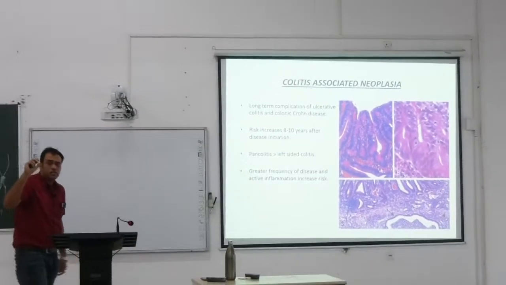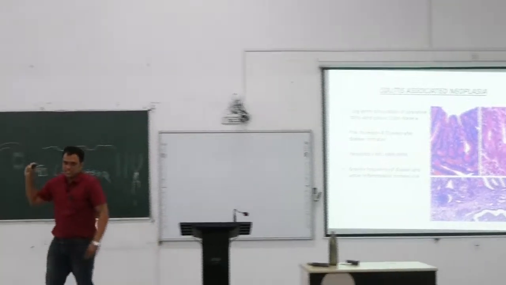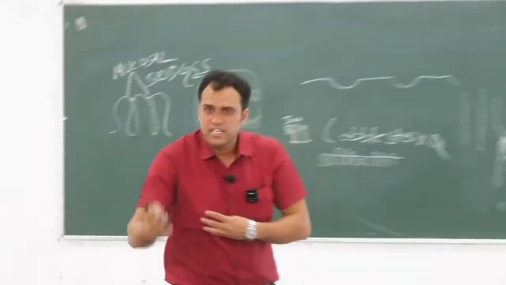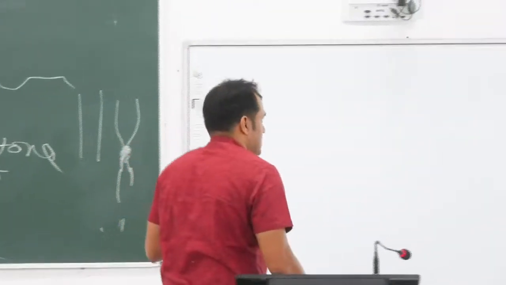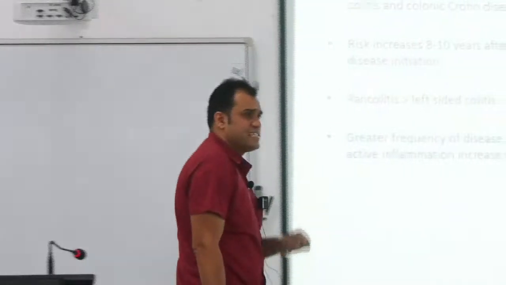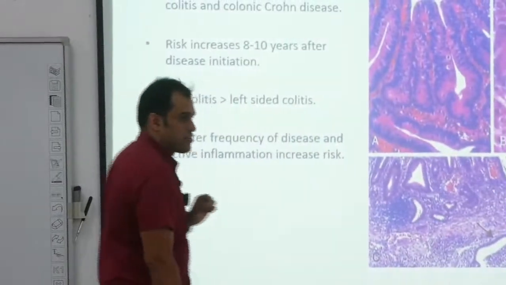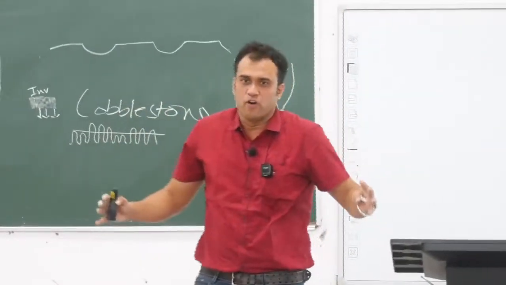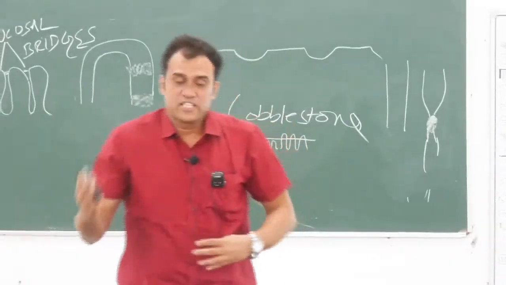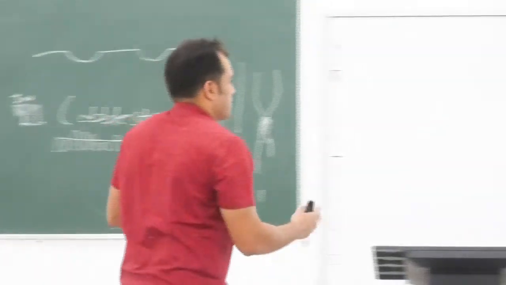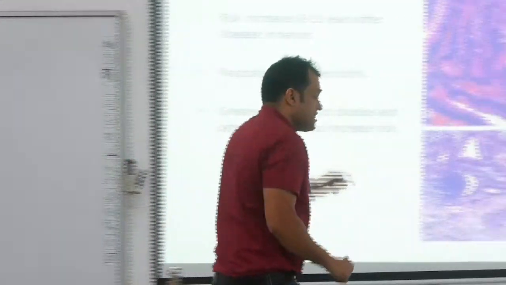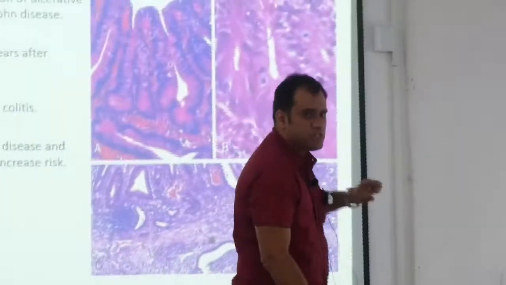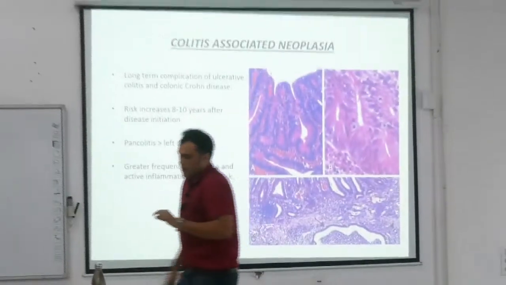Which one is more common? Ulcerative colitis. It depends on the duration: the longer the duration of the bowel disease, for example 8 to 10 years at least, the risk of colorectal carcinoma increases. Pancolitis more than left-sided, meaning the entire colon is involved. If the entire colon is involved, the patient is at a risk. Greater frequency of this is an active inflammation. Just don't remember this particular point, just remember the names. If you remember the names, that's more than sufficient.